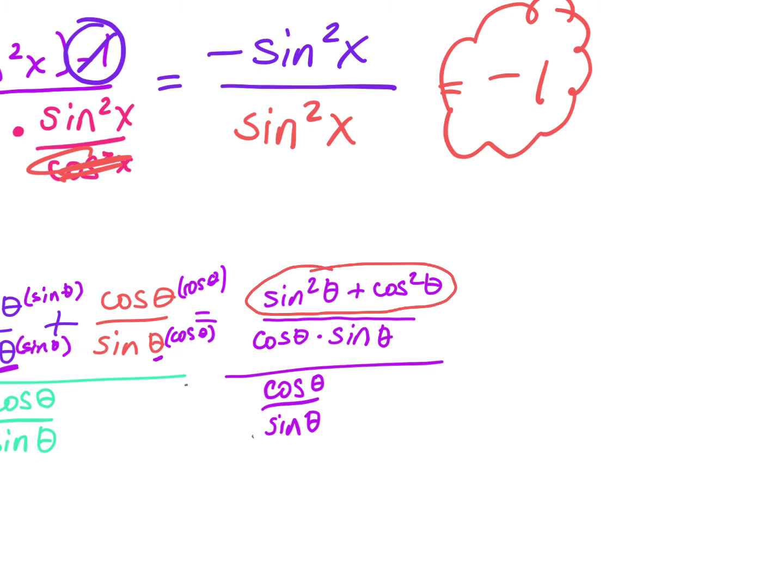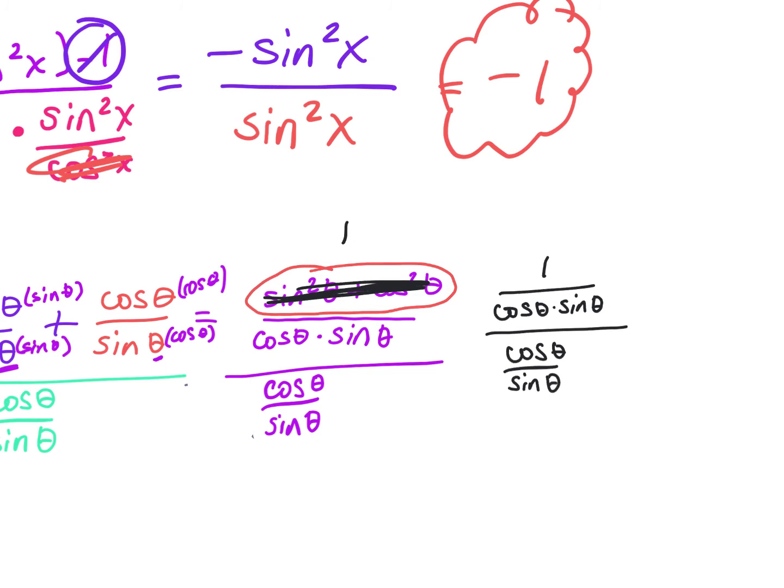Look at your identity sheet. What does sine squared theta plus cosine squared theta equal? 1. Can I just cross this whole thing out and make it a 1? Yeah. Sure can. So now what you're left with is 1 over cosine theta times sine theta divided by cosine theta over sine theta.